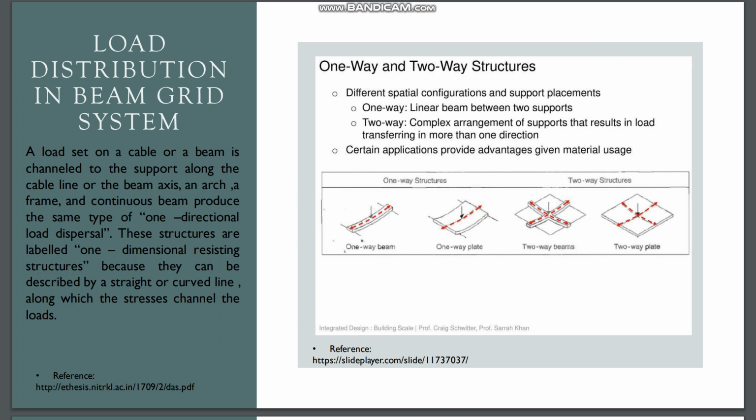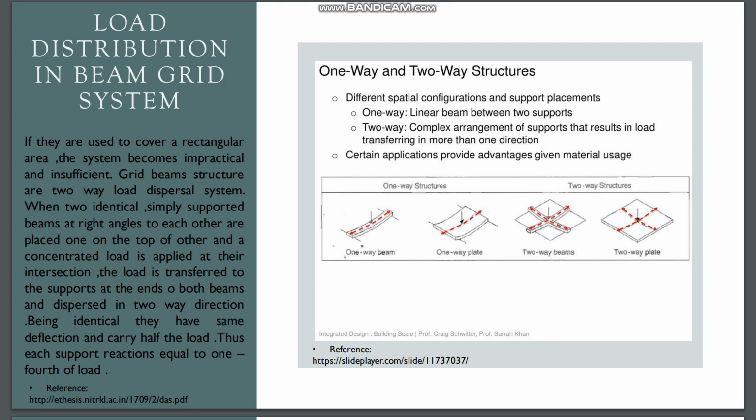The load distribution in beam grid system. A load set on a cable or a beam is channeled to the support along the cable line or the beam axis. An arch, a frame, and a continuous beam produce the same type of one-directional load dispersal. These structures are labeled one-dimensional resisting structures because they can be distributed by a straight or curved line, along which the trusses channel the loads. If they are used to cover a rectangular area, the system becomes impractical and insufficient.